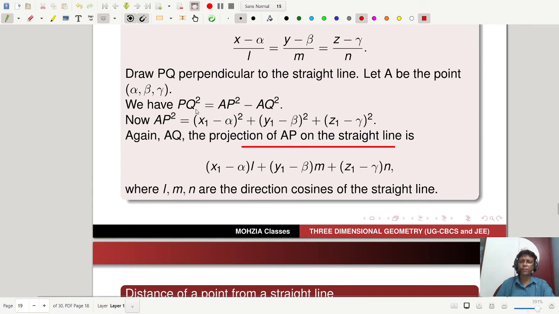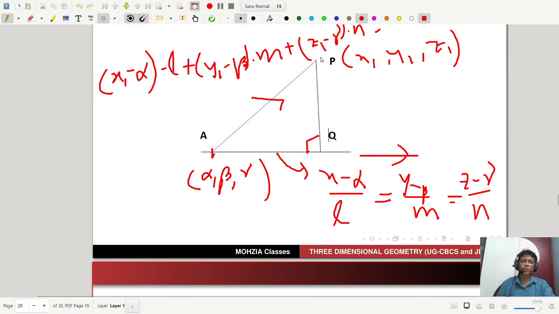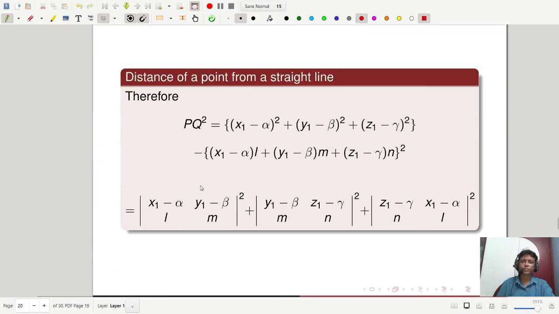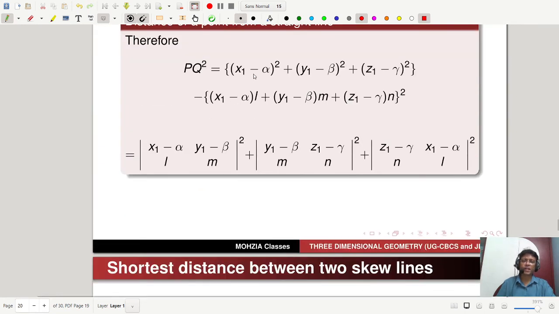Now you have AP already calculated. This is your AP. AQ is the projection. AQ square, and you will get PQ square, the distance of the point P from the line. So PQ square is x minus alpha whole square, and this is actually a projection square. If you simplify this using Lagrange's identity, it will be written in this determinant form.